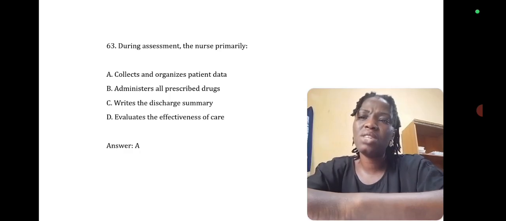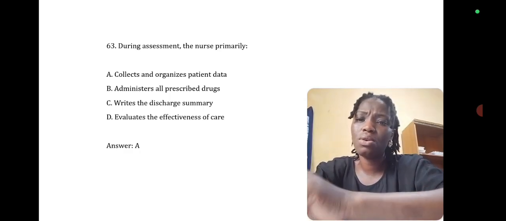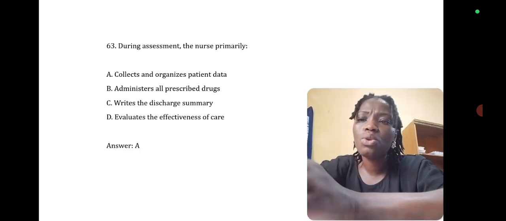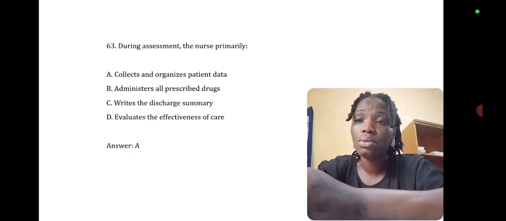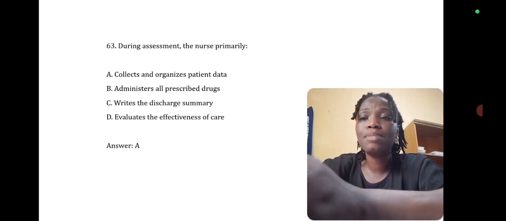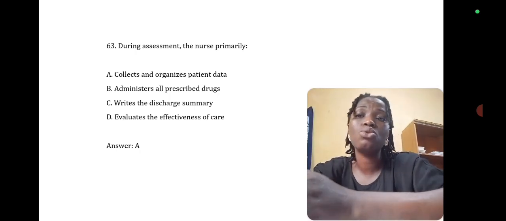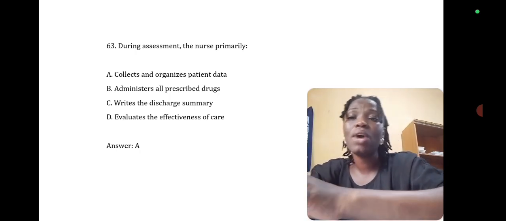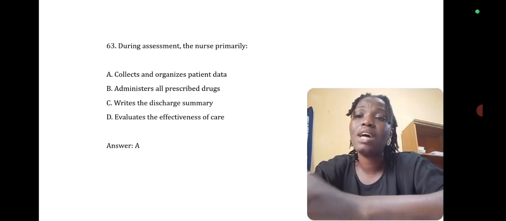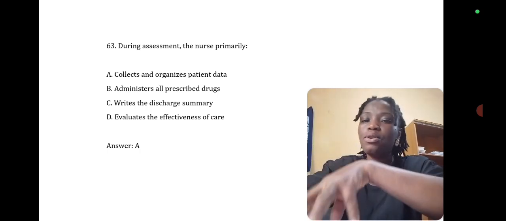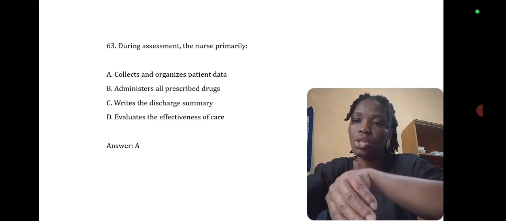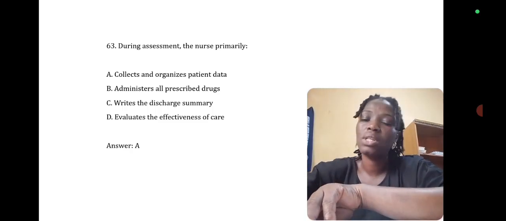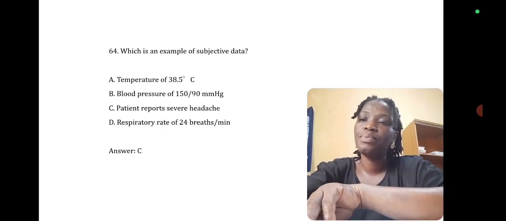Question 63. They said during assessment, the nurse primarily does what? You collect data. During assessment, like I said, you must collect data, you must collect information. So collect and organize patient's data. That is what you do during assessment. After collecting this data, you organize this data. That's when you now use this data to diagnose this patient. After diagnosing, you now plan how you care for this patient. So assessment is collection and organization of data.